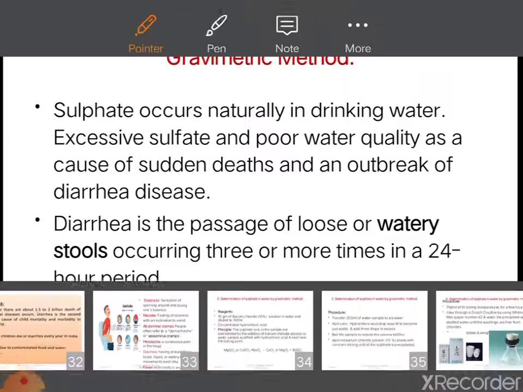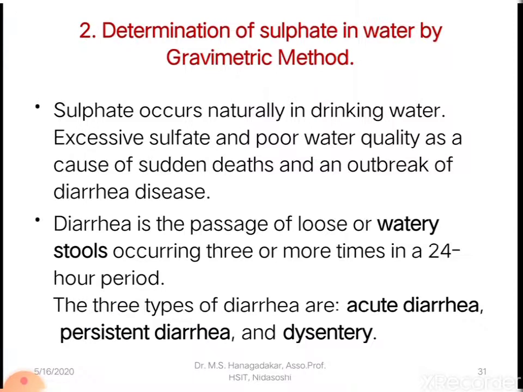Sulfate occurs naturally in drinking water. Excessive sulfate and poor water quality from consuming it can cause sudden deaths and outbreaks of diarrheal disease. Diarrhea is the passage of loose or watery stools occurring 3 or more times in a 24-hour period.